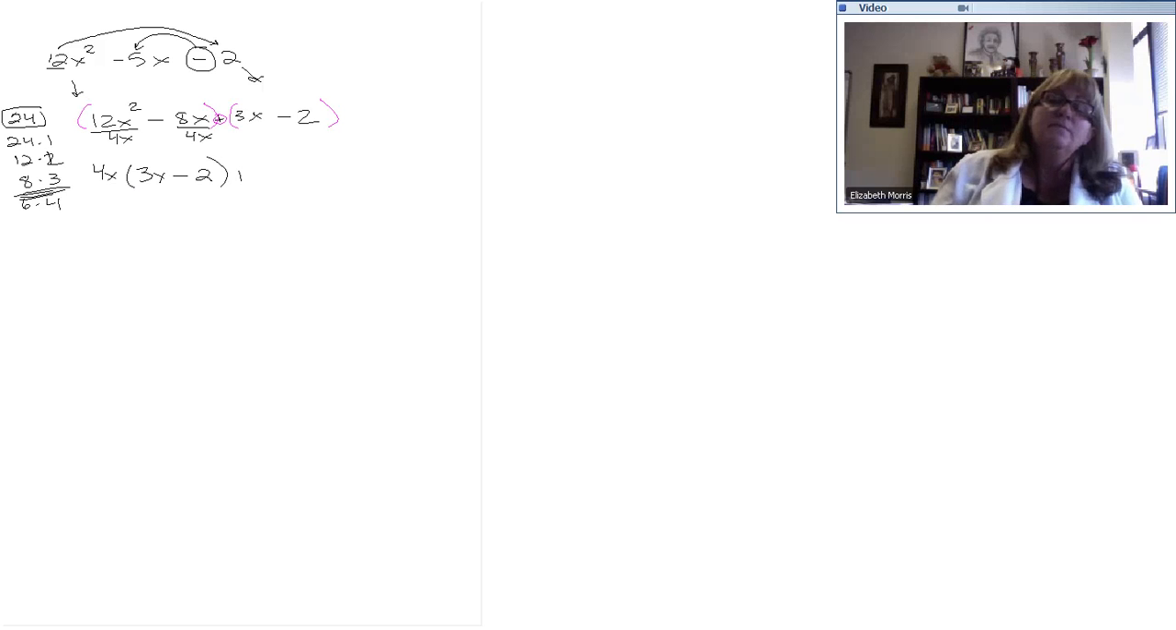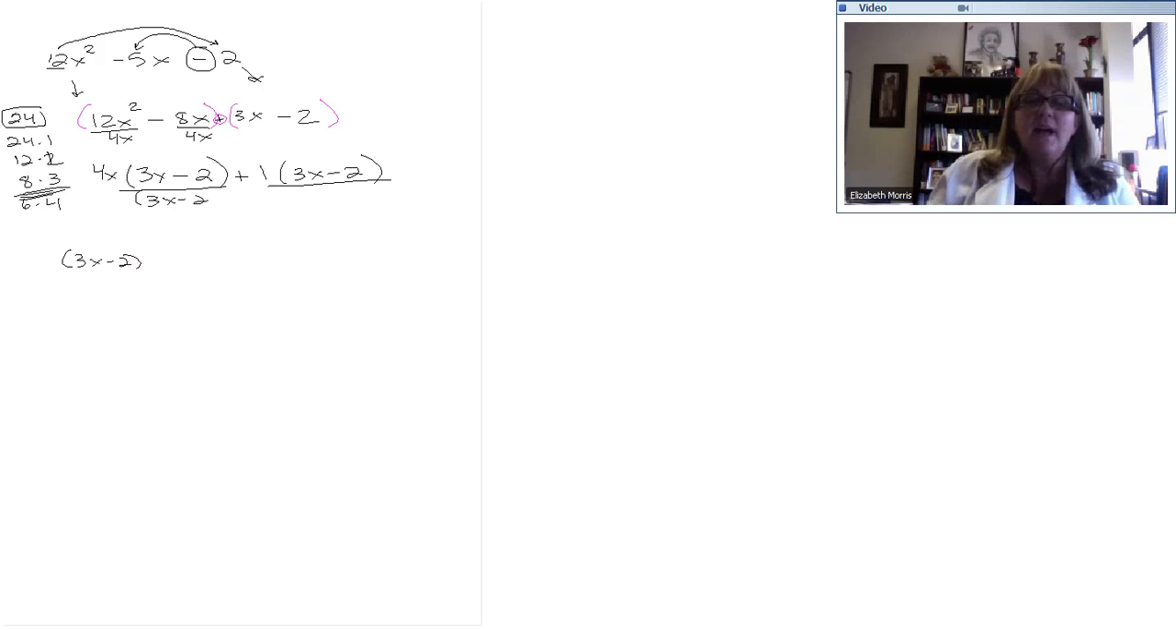Plus, what can I take out of 3x minus 2? Nothing. So what is it you take out? A 1. You just write the 1. Now, what do they have in common? They both have a 3x minus 2. So when I divide out that 3x minus 2, what am I left with? 4x plus 1. And now it's factored. Okay? Starting to see the pattern there?